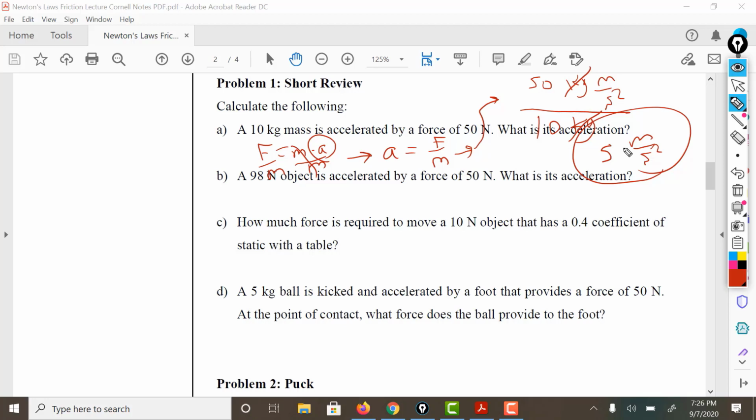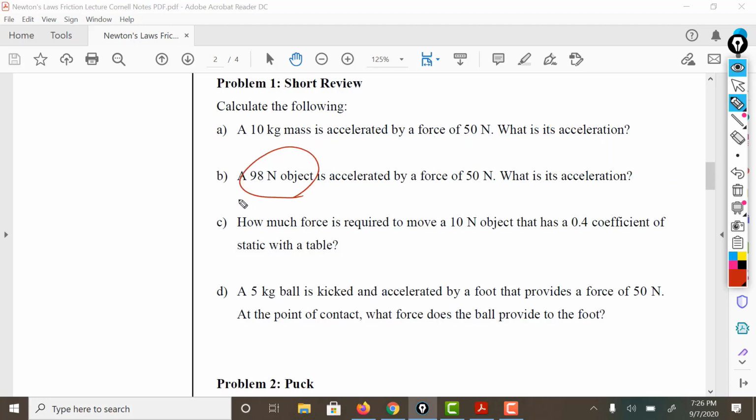Part B, we are given this time a 98 Newton object. This is a weight. How do you get mass from a weight? You divide it by 9.8, which is gravity of the Earth, and you get the mass. So if I divide this by 9.8 meters per second squared, I get 10 kilograms. Setting up the math and doing everything again, you'll notice that part B is exactly the same as part A once we have found that the mass is 10 kilograms.